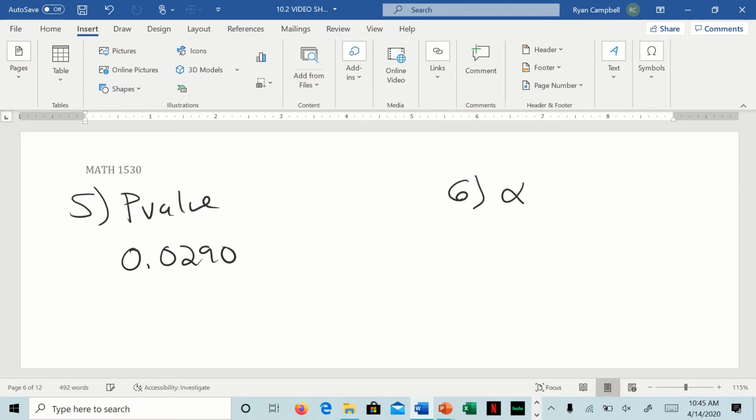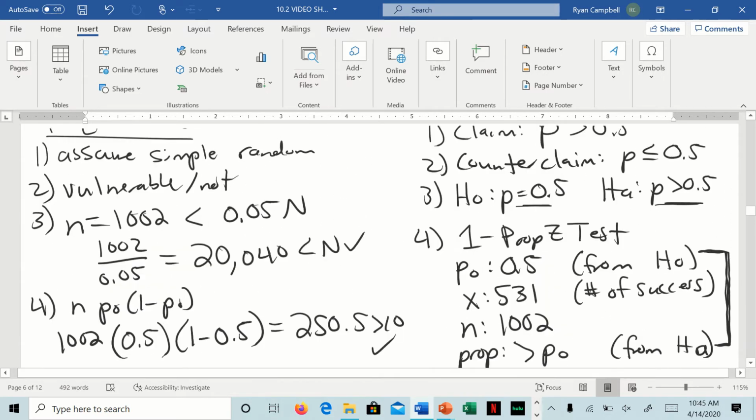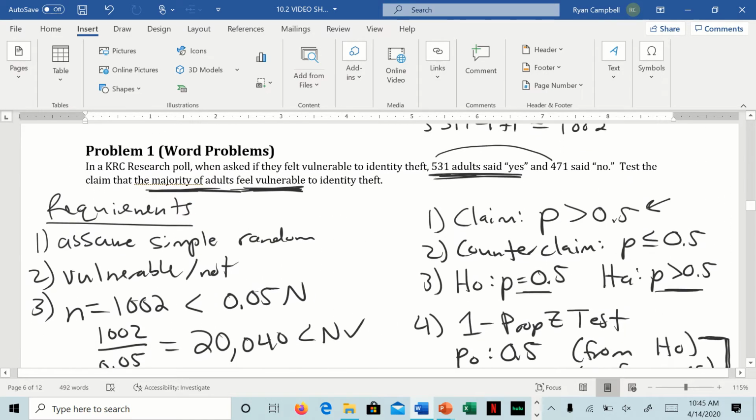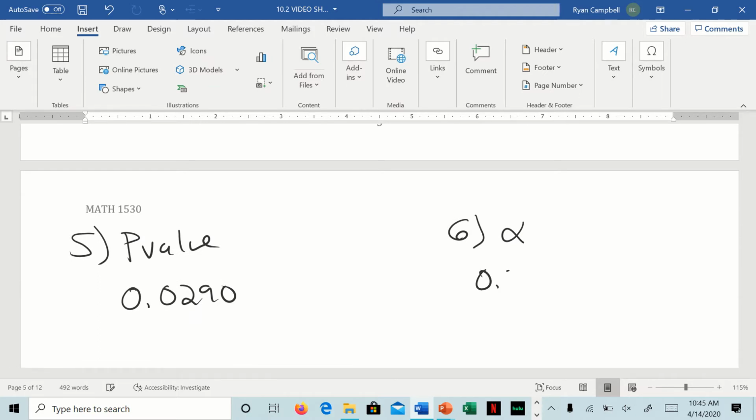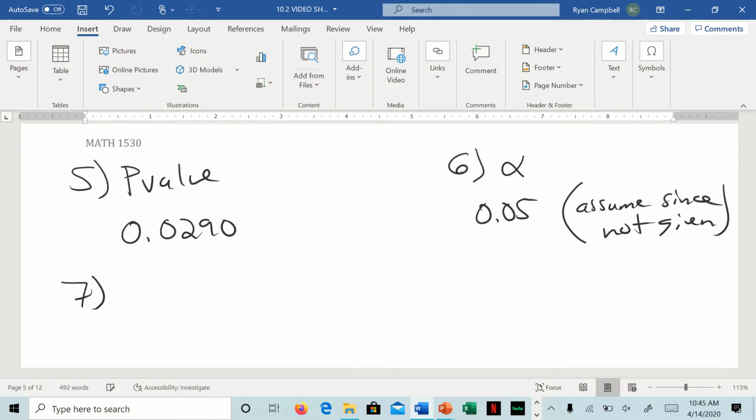Number 6, our significance level. So, it doesn't tell us what the significance level is, right? So, what can we assume it to be? Hopefully you remember 0.05, right? Assume, since not given. We always assume it's 0.05, excuse me, 5%. Step 7. We see that the p-value is less than our significance level, so we are going to reject. It's unlikely, so we reject our assumption.